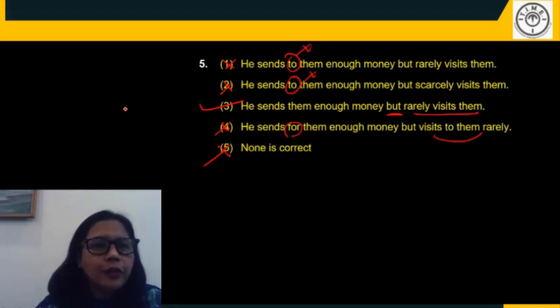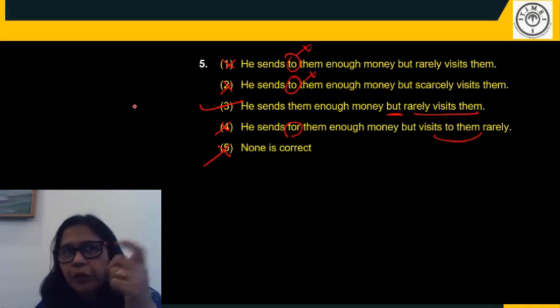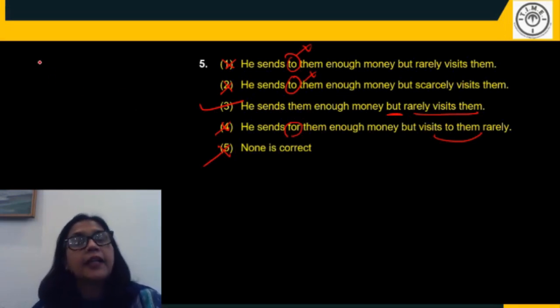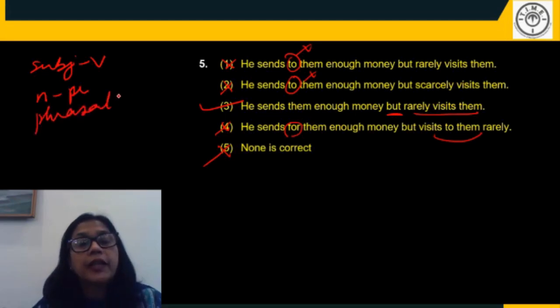So you have to read the sentence, understand the meaning, and look at the structure of the sentence also. You have to check all the common errors, like subject-verb agreement and many other errors that you've already done. Is the noun-pronoun pair correct or not? Whether the phrasal verb used is correct or not.